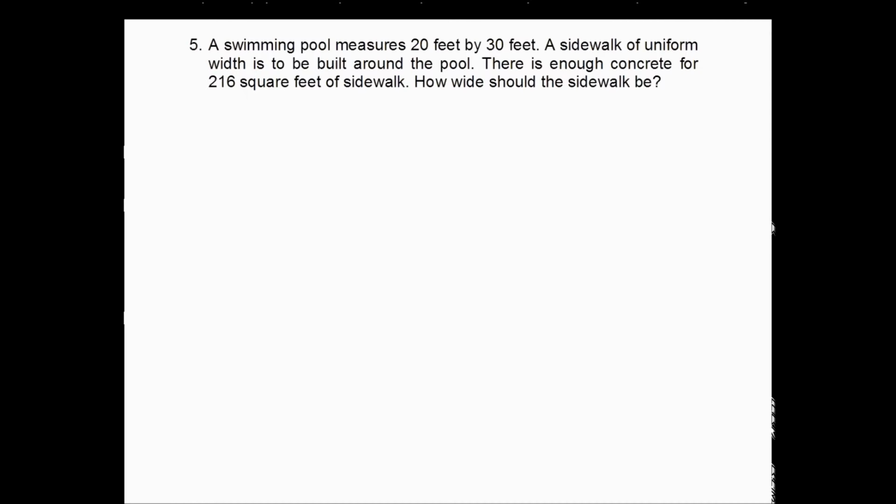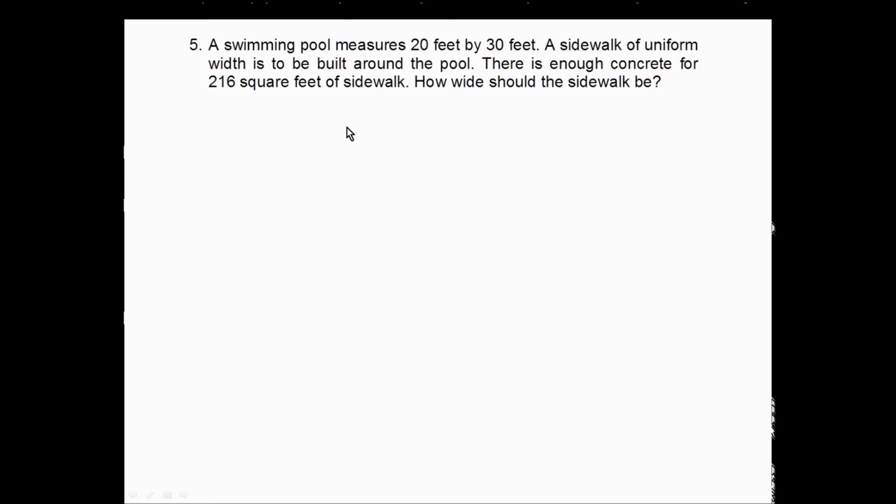Number 5. I've always called this the swimming pool flower bed picture frame problem. This is obviously the swimming pool problem. So a swimming pool measures 20 feet by 30 feet. A sidewalk of uniform width is to be built around the pool. Okay, uniform width just means it's the same width all the way around. Okay, there's enough concrete for 216 square feet of sidewalk. How wide should the sidewalk be?